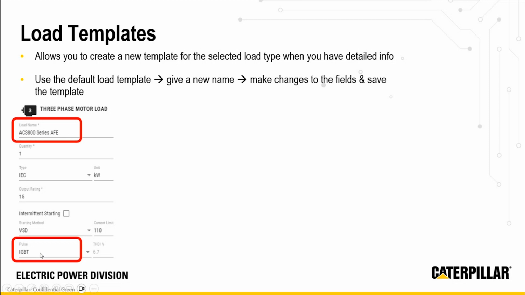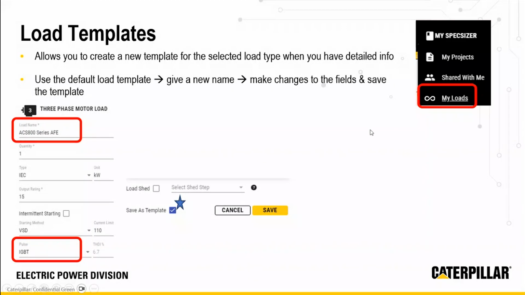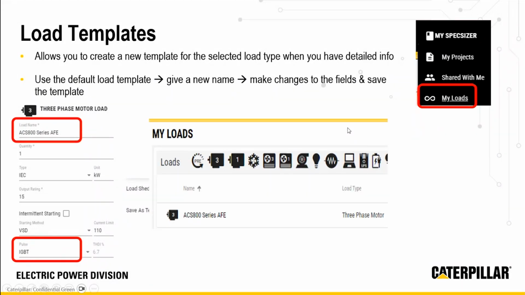The only change you are making here is the pulse type, from 6 pulse to IGBT, in order to replicate the THDI. Here in this case it is 6.7%, which is closer to what ABB quotes on their website, compared to the 6 pulse, which has a THD of 29%. When you do that, at the bottom of the load dialog box there is an option to check the box for save as template. Check that box and click save, and that will add that particular load into the My Loads page, which you can access through My SpecSizer and My Loads. If you go to My Loads, you can see that new load type added in there.